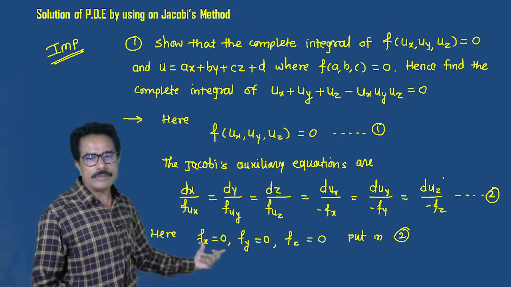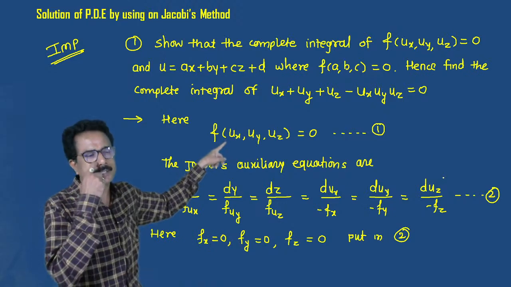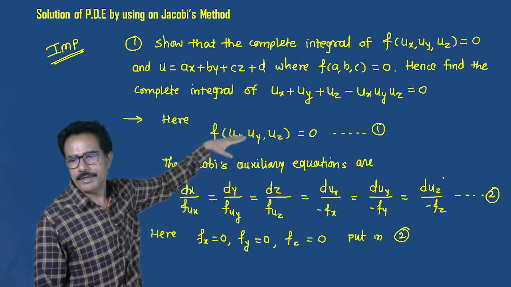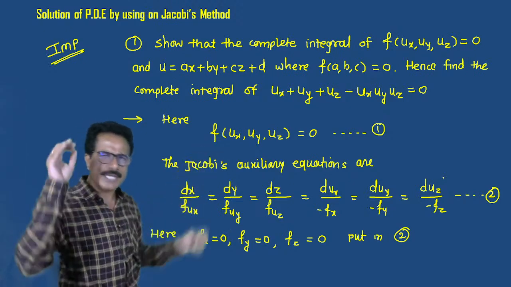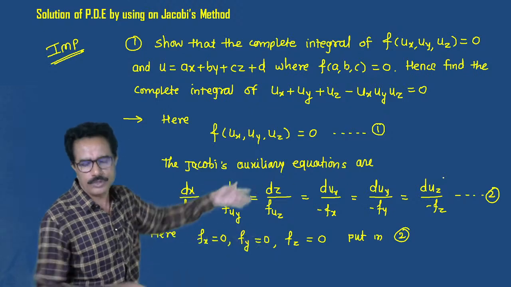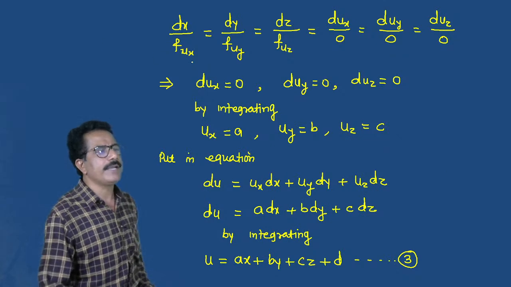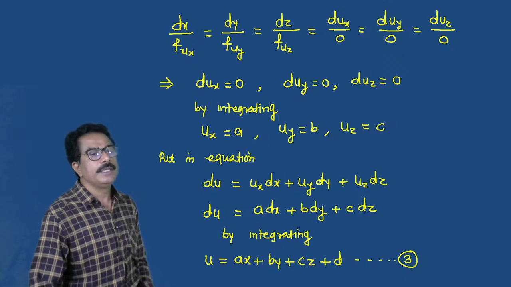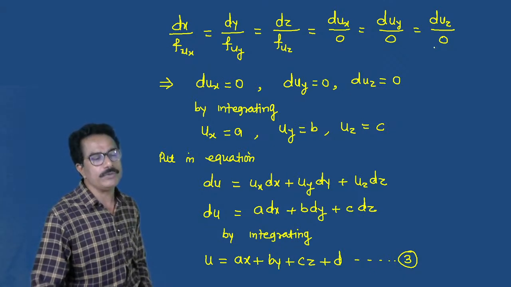So put these values. Now see, we cannot calculate fux, we cannot calculate fuy, because the function is not given. This is a general function. We have been given only a general function. So by using this general function we can definitely say that fx is equal to 0, fy is equal to 0, fz is equal to 0. Put into, then we will get this: dx divided by fux, dy divided by fuy, dz divided by fuz, dux upon 0, duy upon 0, duz upon 0.